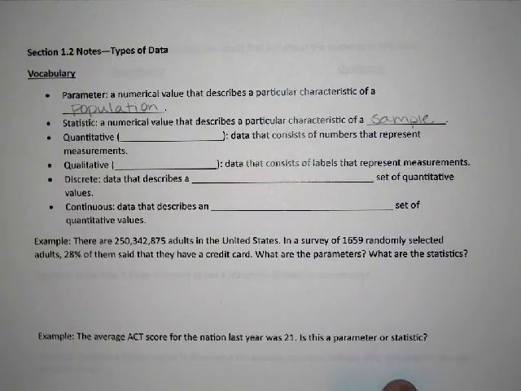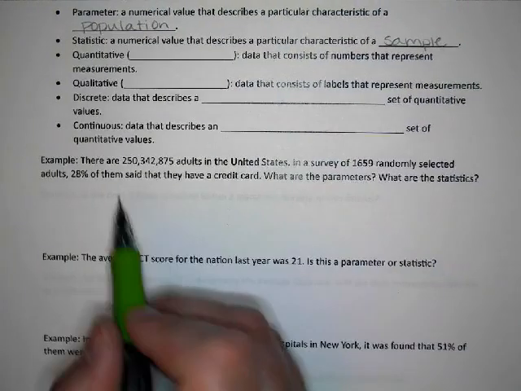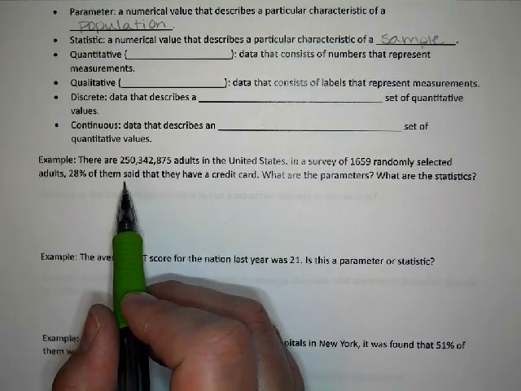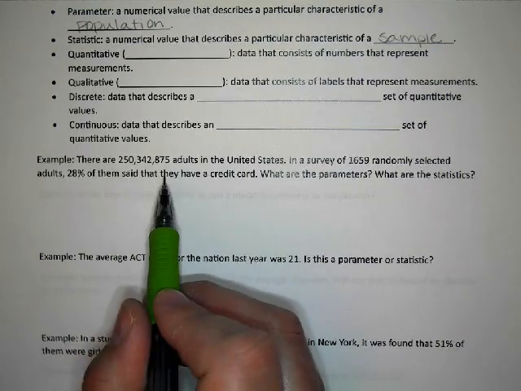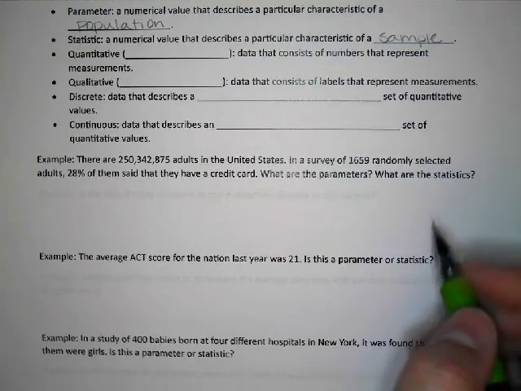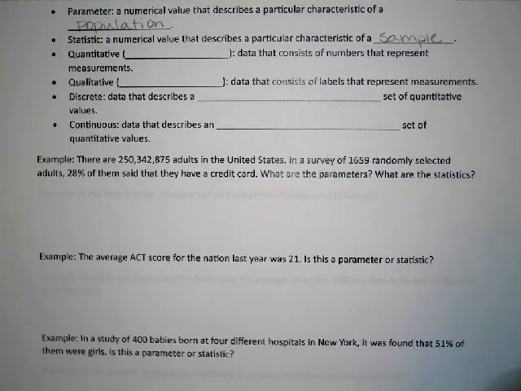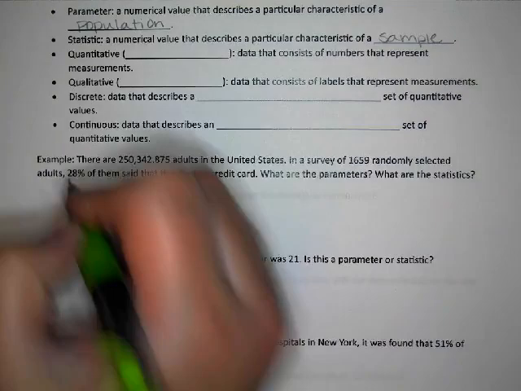And we're going to come back to these definitions in a little bit, but I just want to do a few examples. So first example, there are 250,342,875 adults in the United States. In a survey of 1,659 randomly selected adults, 28% of them said that they have a credit card. What are the parameters? What are the statistics?